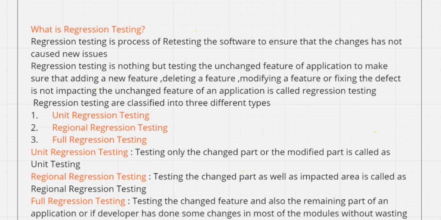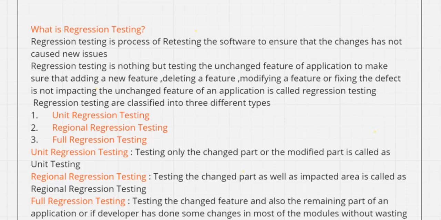Regression testing is the process of retesting the software application to ensure that the changes have not caused any new issues. So testing the unchanged feature of an application to make sure that adding a feature, deleting a feature, modifying a feature, or fixing a defect is not impacting the unchanged features of an application. It is called regression testing. I know guys, you cannot understand this definition. Let me tell you step by step.